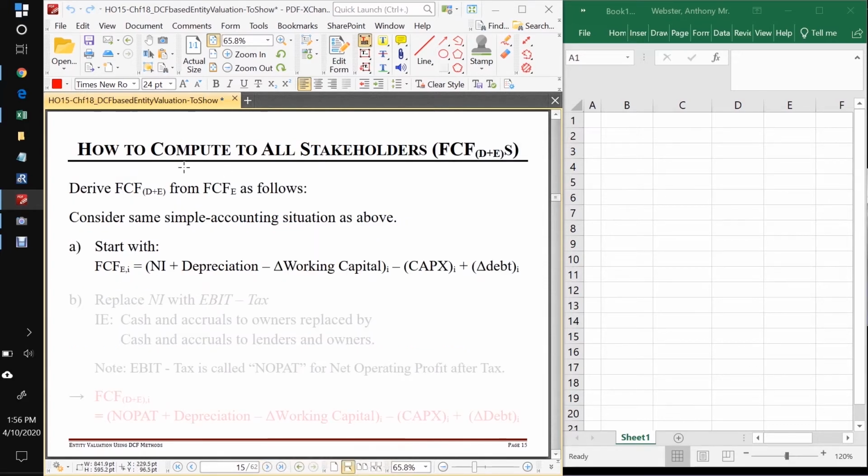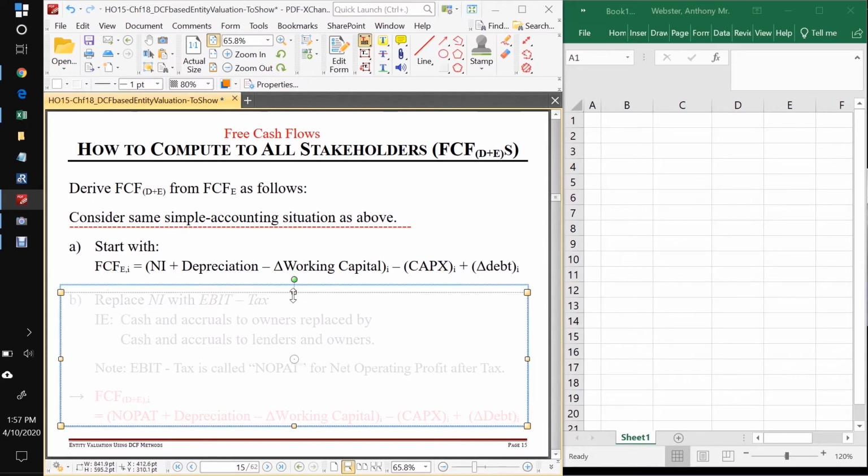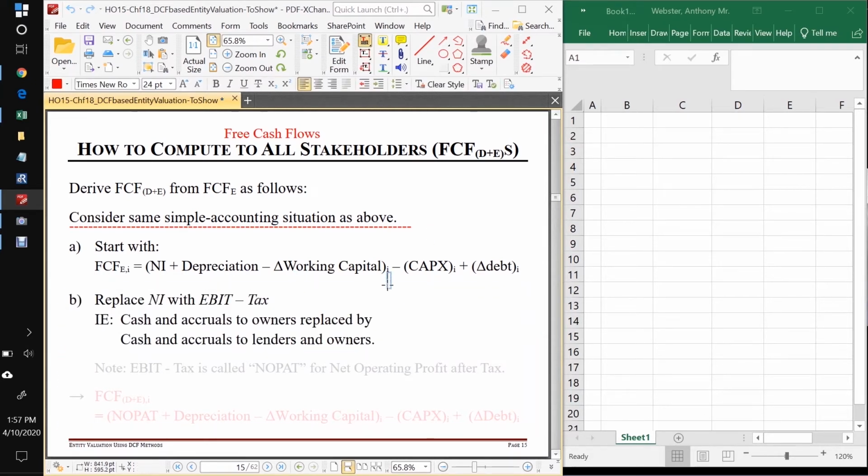All right, so now let's see how to compute free cash flows to all of our stakeholders. Okay, so we want to consider the same very simple accounting that we had above. Okay, so let's start with what we had for owners. Free cash flow in year I to owners is equal to net income plus depreciation minus changes in working capital, etc. So this is our method A method, and to adjust this for all owners, it's pretty straightforward.